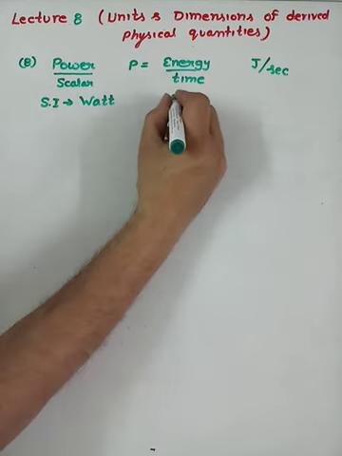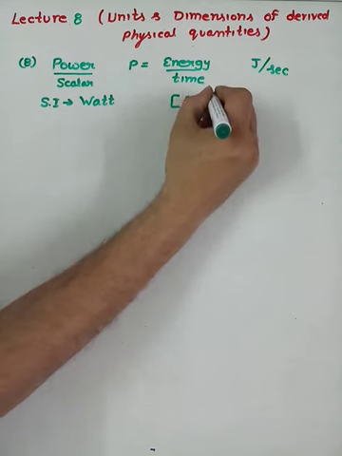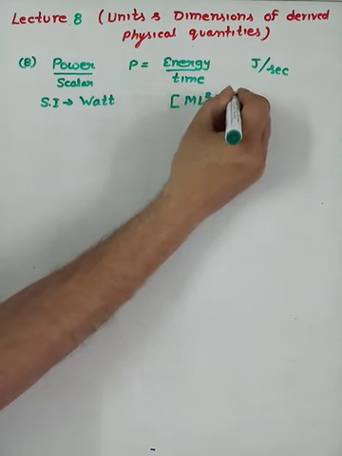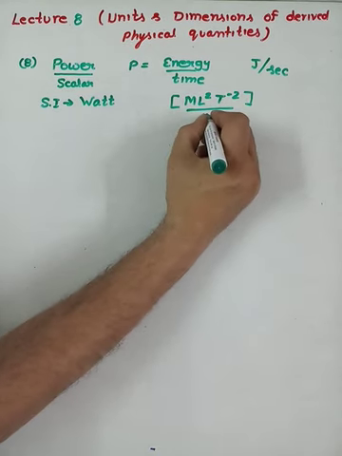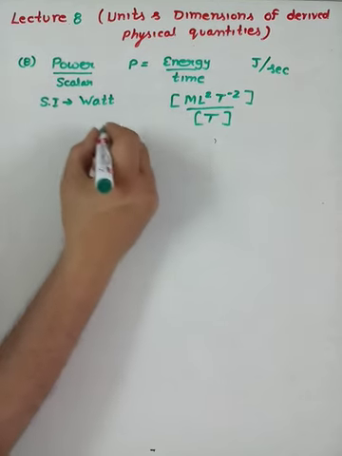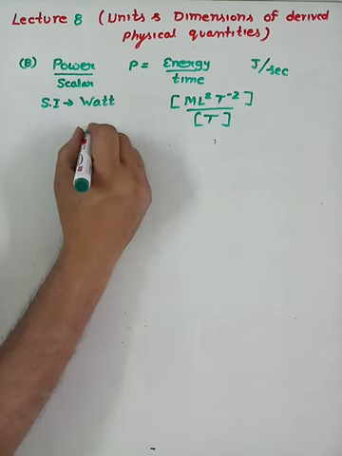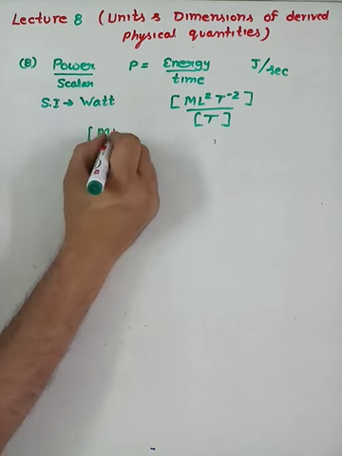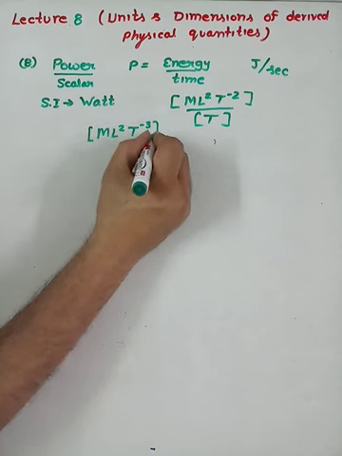And dimension for joule, that means for energy, is ML²T⁻² upon T. When this T moves to the numerator, its power becomes negative and we get dimension equals ML²T⁻³.